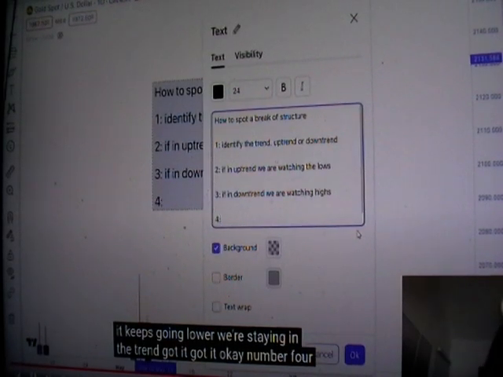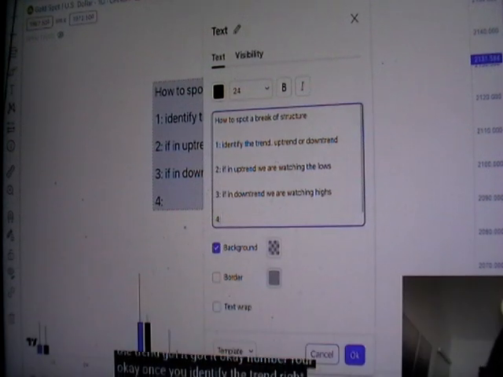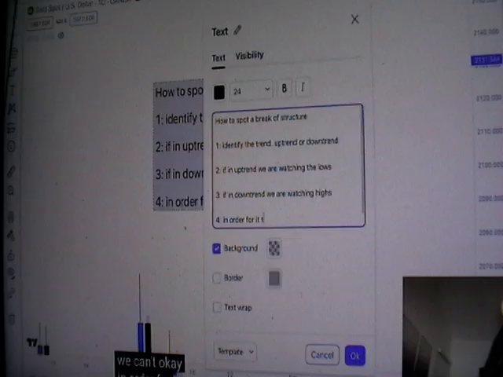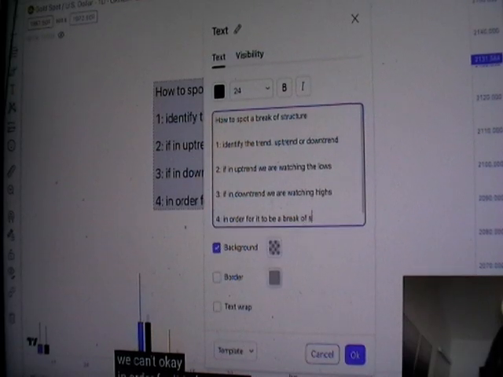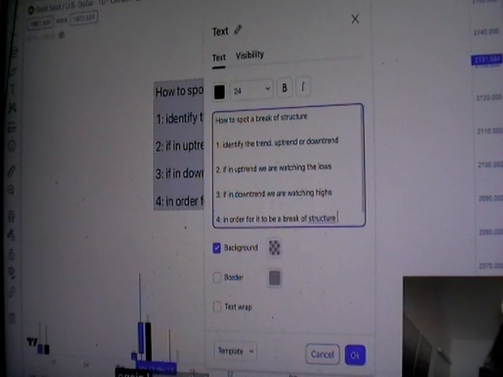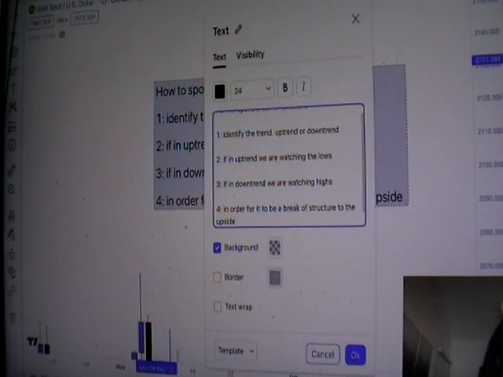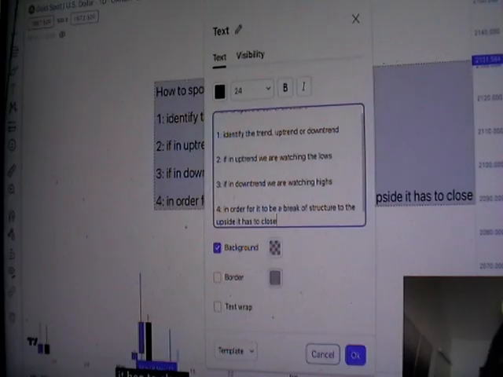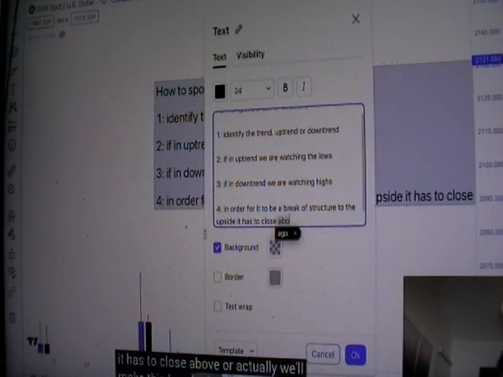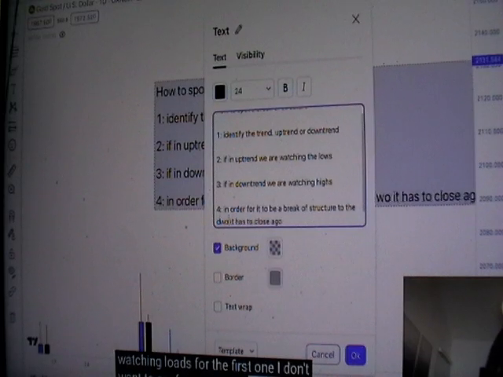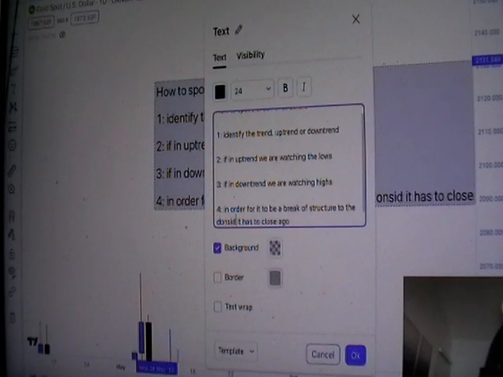Okay, number four. Once you identify the trend, we figure it out. In order for it to be a break of structure to the upside, it has to close above, or actually we'll make this be a break of structure to the downside because we talked about we're watching lows for the first one. I don't want to confuse you guys.